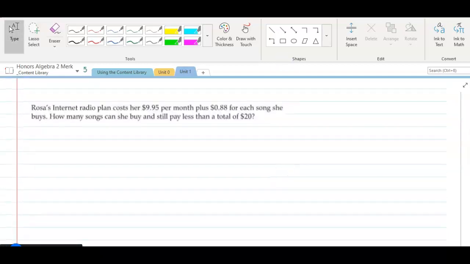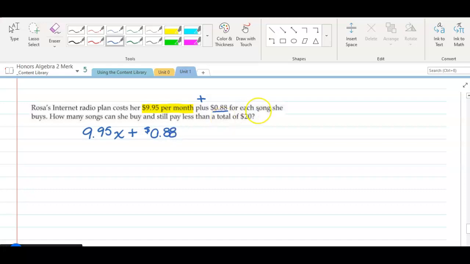Rose's internet radio plan costs her $9.95 per month. There's that $9.95 per month. She pays that every month. 1 month times 1. 2 months you would double it. 3 months you would triple it. So we have to do $9.95 per month plus 88 cents for each song she buys. So if it's 1 song, 2 songs, and so on.